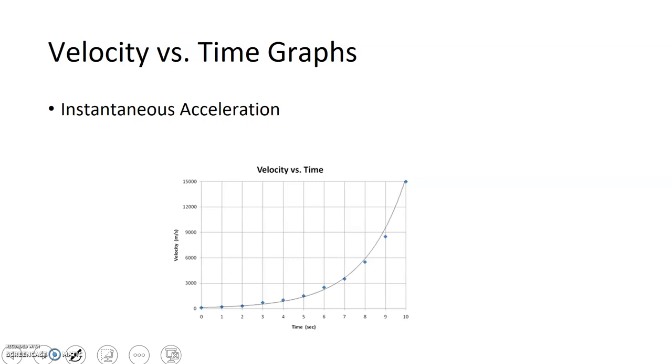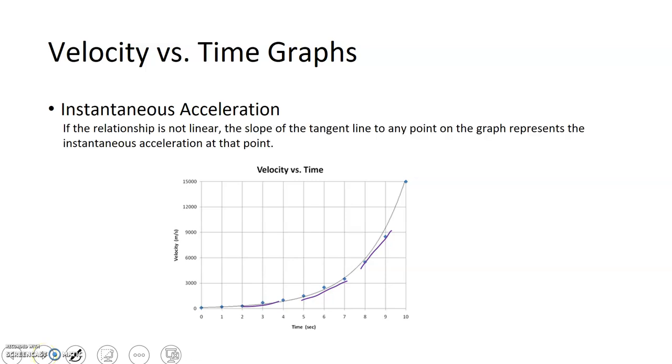Acceleration is not always constant. Sometimes the acceleration of an object changes, and that is shown by a curve on a velocity versus time graph. To find the instantaneous acceleration on a velocity versus time graph, you would take the slope of the tangent line at each point, just like how you find the instantaneous velocity on a position versus time graph. In this case, the object is increasing in its acceleration because the slopes of the tangent lines are increasing.